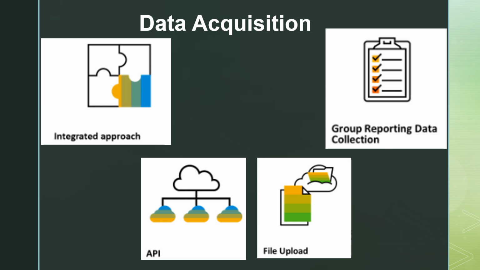Second, API. You are using an SAP or non-SAP accounting system. You can send your accounting data to group reporting via an API. Third, file upload. You generate a flat file from your accounting system and upload the file into group reporting. You can fill in an Excel sheet and upload it as a flat file.